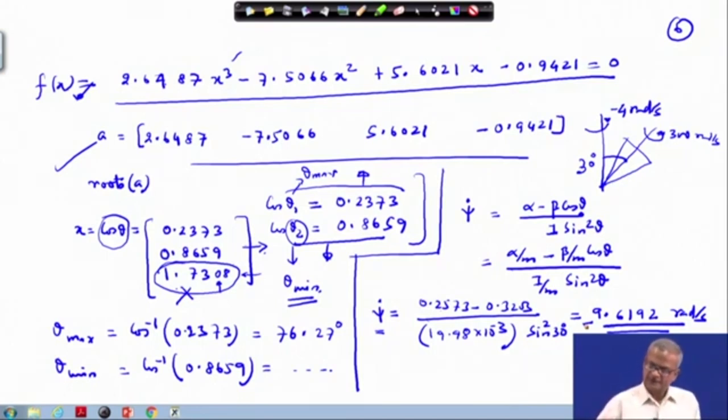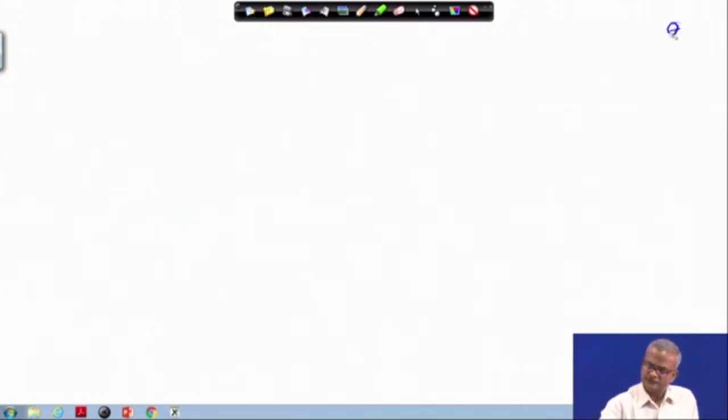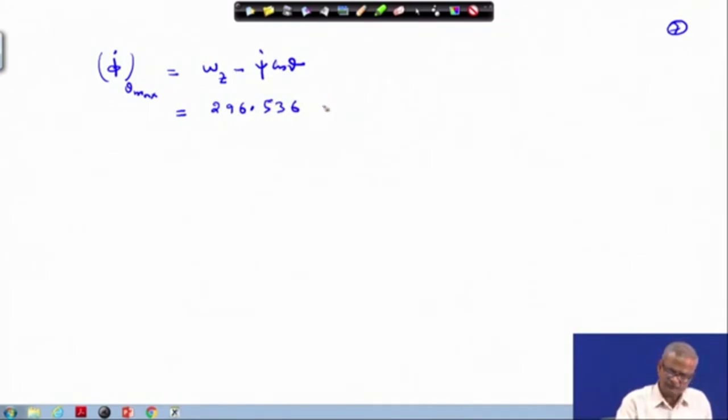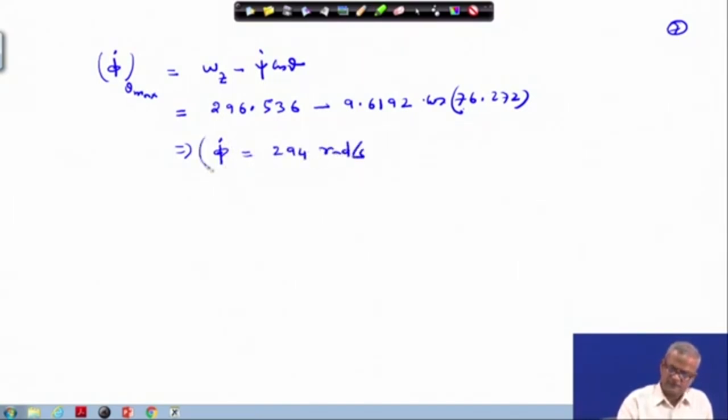Okay. Then we also need to calculate phi dot. Phi dot corresponding to theta max. So, this quantity will be omega z minus psi dot cos theta, and omega z already we have computed. This corresponds to theta max.